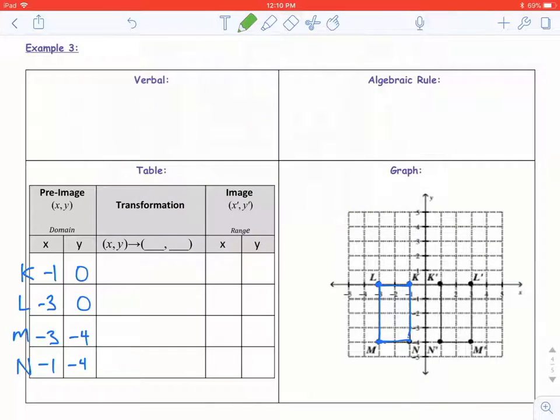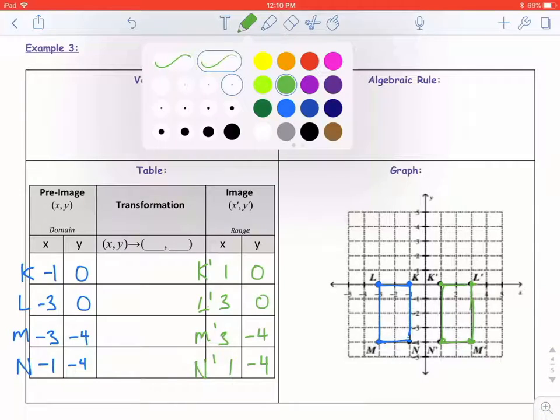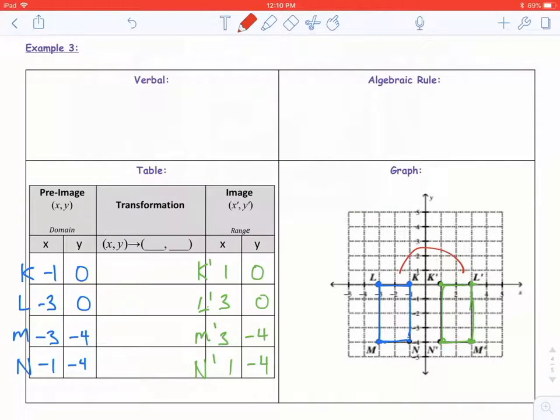Now let's go ahead and pick out the image coordinates. K prime is located at (1, 0). L prime is located at (3, 0). M prime is located at (3, -4). And N prime is located at (1, -4). So using these coordinates and looking at our graph, we can tell what seems to be happening here.